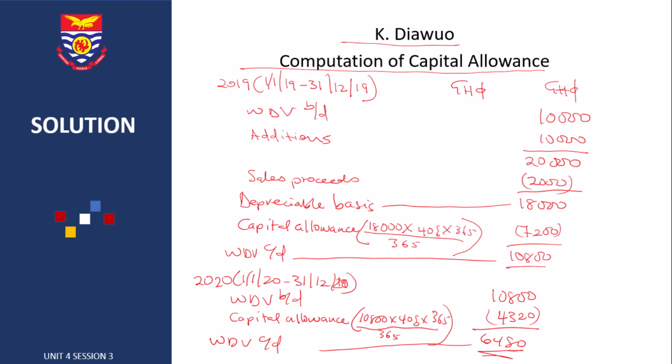Please take note, because you can realize that from our example, we bought some assets in March and sold some in June, but we are still using 365 over 365. This is because the business started operations in 1st January and prepares accounts to 31st December.